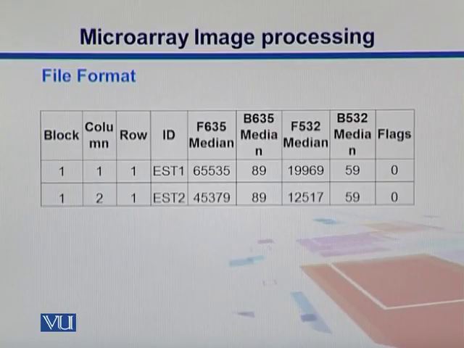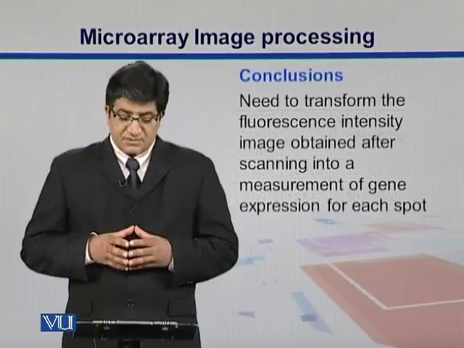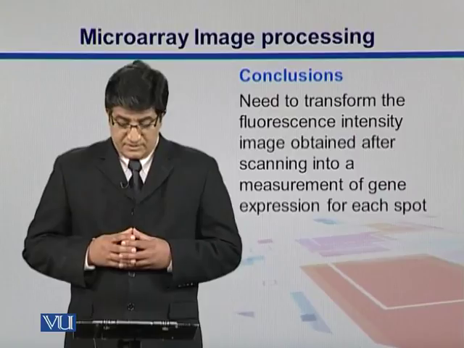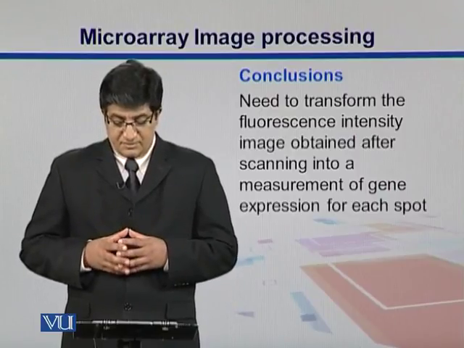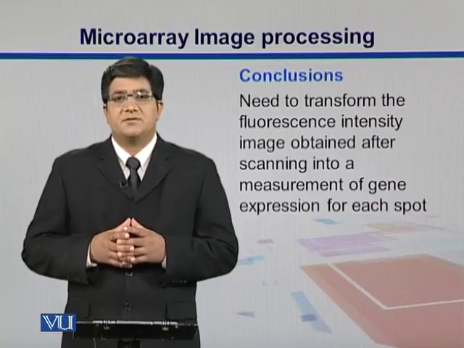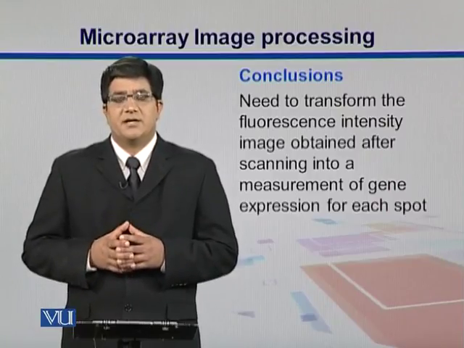Again, we have block, column, row, and the ID of a particular gene, maybe AST1. We have F635 median, where F stands for foreground, and then the background median. In the same way we have F532, that is Cy3, the other dye, with its foreground and background, and then the flags. These are some remaining columns. They were not fitting in one slide, so I put them in a separate slide. So it's important to transform the fluorescent intensity signal images obtained after scanning into a measurement of gene expression for each spot, and this image processing is a really important step in microarray data analysis.